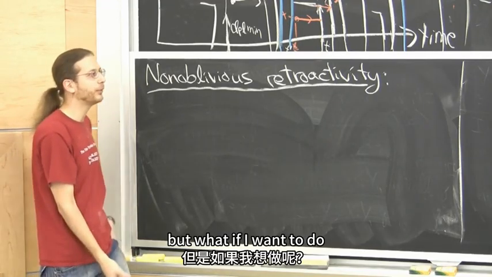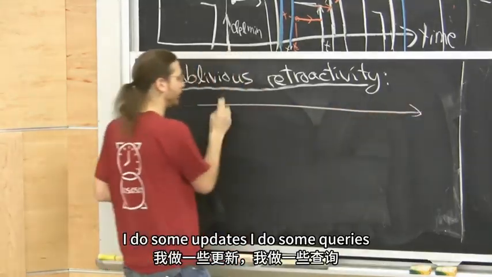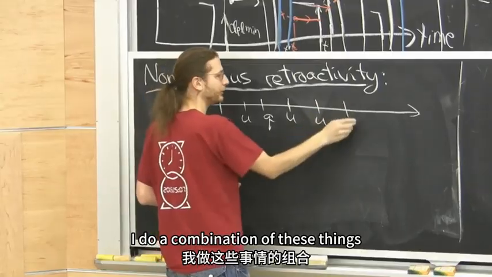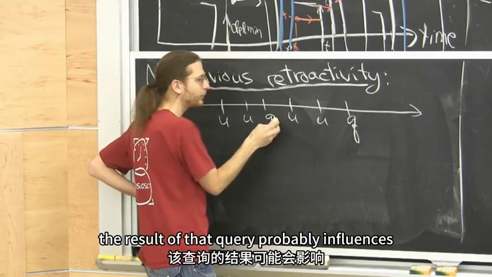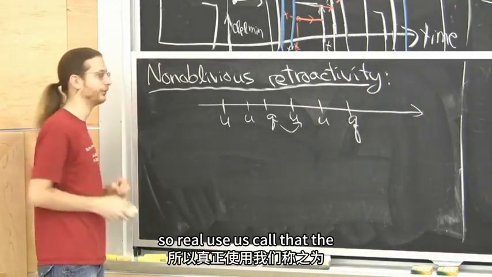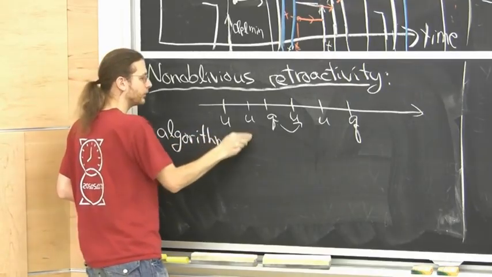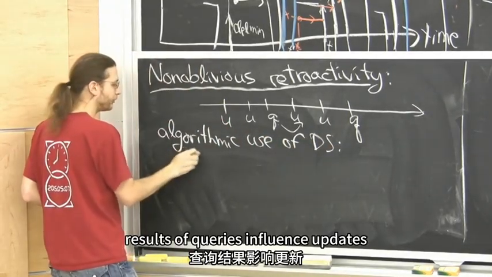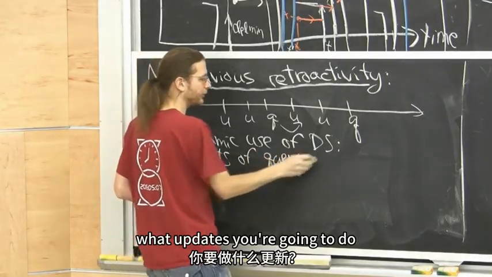But normally when I use a data structure, I do some updates, I do some queries, I do a combination of these things. And to make life worse, when I do a query, the result of that query probably influences what updates I do in the future. So real use, I also call that the algorithmic use of a data structure. Results of queries influence updates, what updates you're going to do.